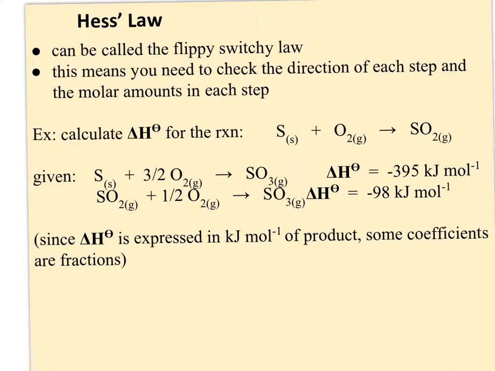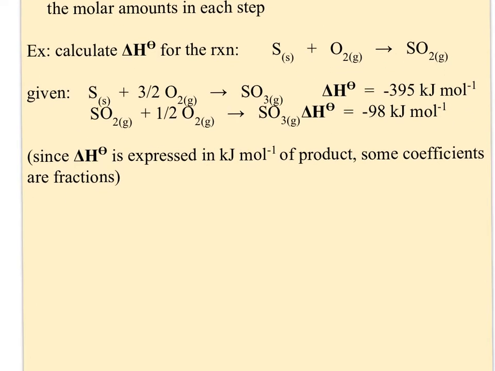It says calculate delta H, the enthalpy change, for the reaction S plus O2 yields SO2. If that's the reaction I'm interested in, and I'm given the two equations below to achieve this, I have to look at the first equation and see, does it contain the reactant or product I'm interested in, and is it the correct molar amount? Well, it has S, which is one of my reactants. It has O2, not quite the right amount, but it has it. And then it has SO3, which I don't need.